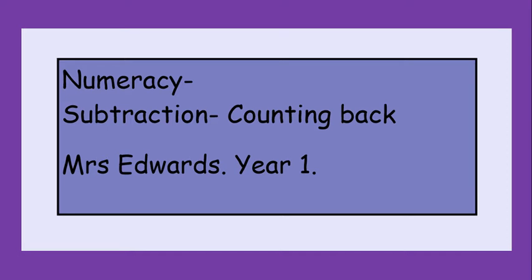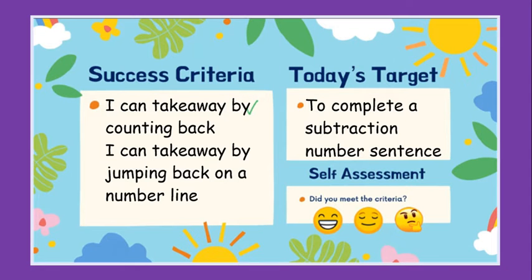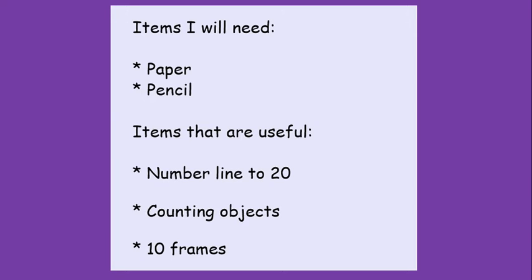Today we are doing subtraction and we're going to be doing that by concentrating on counting backwards. So today's target is to complete a subtraction number sentence, and the way we can check we are doing this successfully is if we can take away by counting back and if we can take away by jumping back on a number line. So we need to be checking those two success criteria today to make sure that we are being successful.